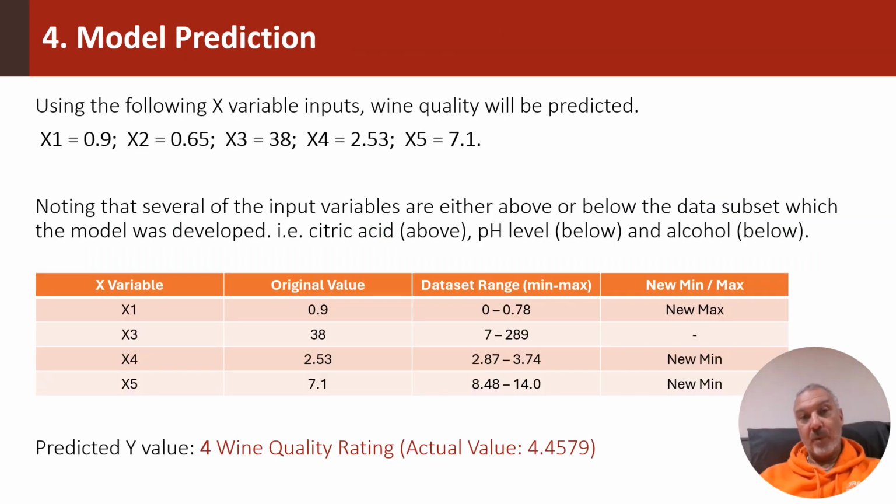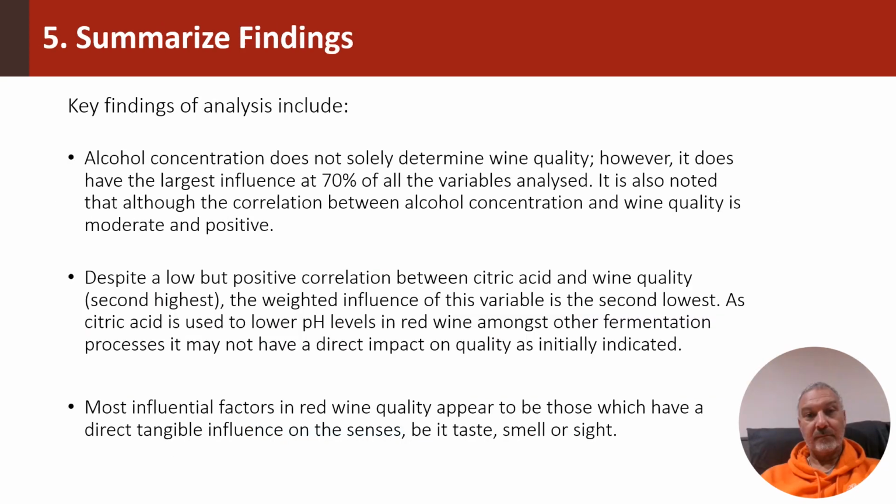Given the input, model selection, and weights, the predicted value was 4.457, rounded to 4. This was reasonable considering that 2 input variables, pH level and alcohol, were new minimums, noting their importance in relation to quality, i.e. the taste is not too acidic and the wine body is not too watery.